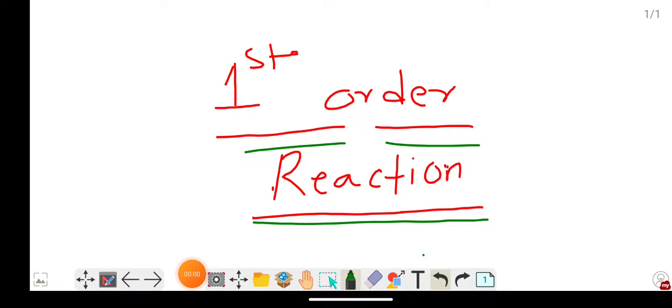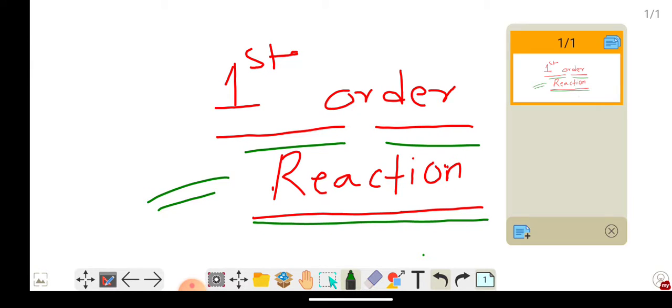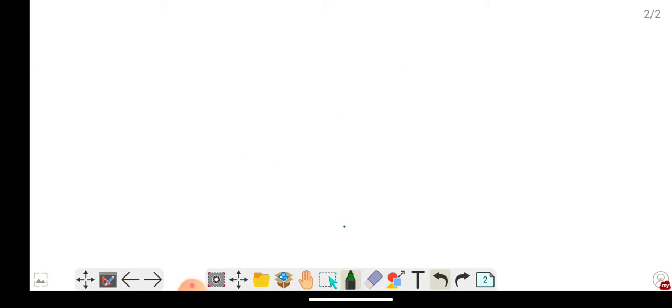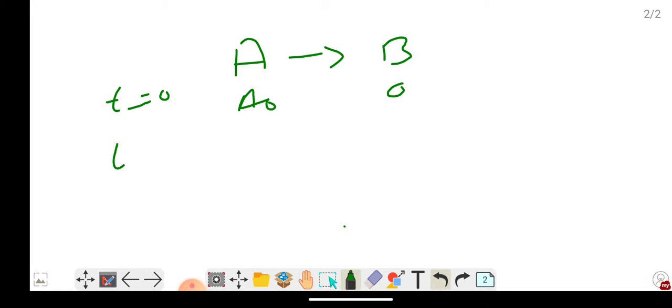Hello students, today we are going to discuss a very important topic of chemical kinetics, that is first order reaction. So how first order reaction proceeds, let's discuss. In first order reaction, let's suppose a reactant A forming the product B. At time t is equal to 0, let the concentration of reactant is A and product 0. At time t is equal to T, the concentration of reactant is A minus X and concentration of product is X.